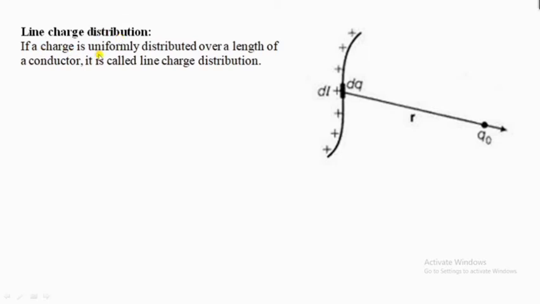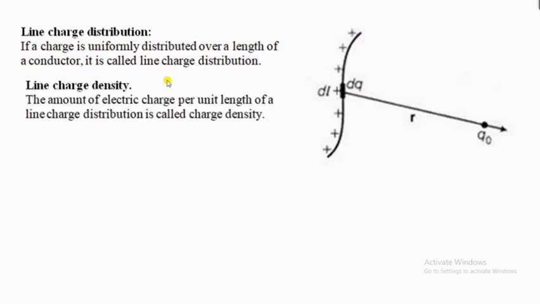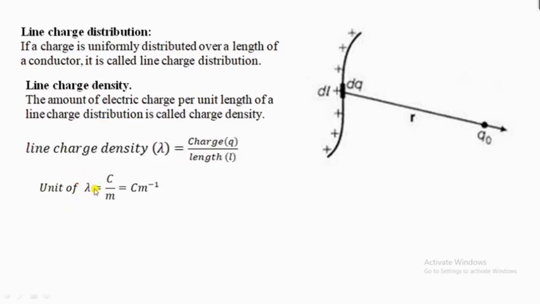So this is the definition. If the charges are in the form of a line, then we call it line charge distribution. Another term is line charge density. Charge density is charge per unit length, that is charge divided by length. We denote charge density by lambda. Now we can find the unit. For charge it's coulomb and for length it's meter. So the unit of line charge density is coulomb per meter.